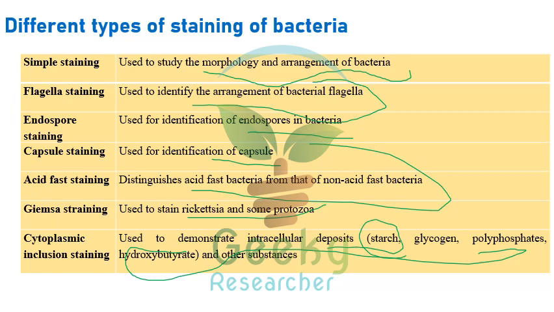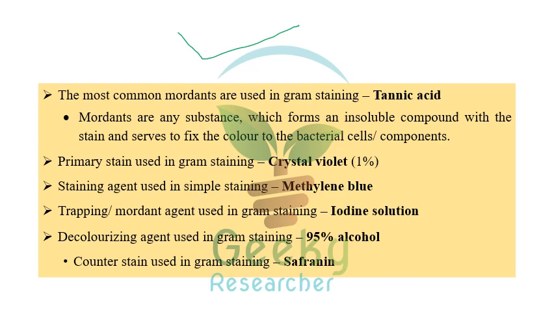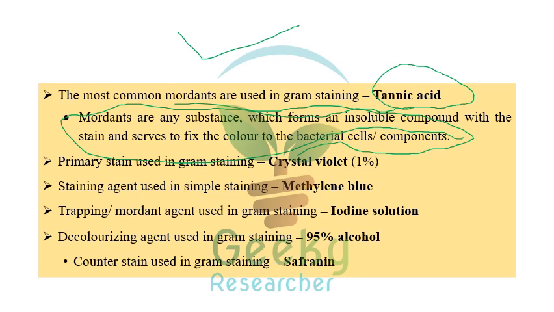So we'll see some general questions regarding gram staining. The most common mordant used in gram staining is tannic acid. Most of you have doubts about what a mordant is. A mordant is a substance which forms insoluble compounds with the stain and serves to fix the color of a bacterial cell. Very simple, it is used to fix the color of a bacterial cell. So that is a mordant.